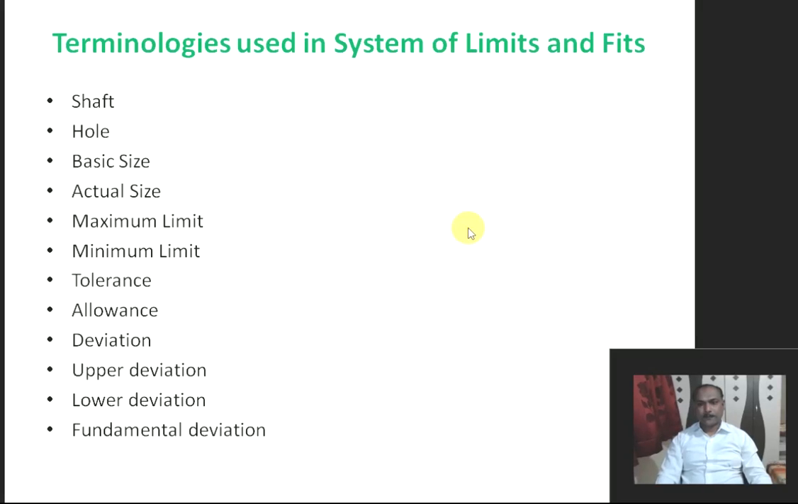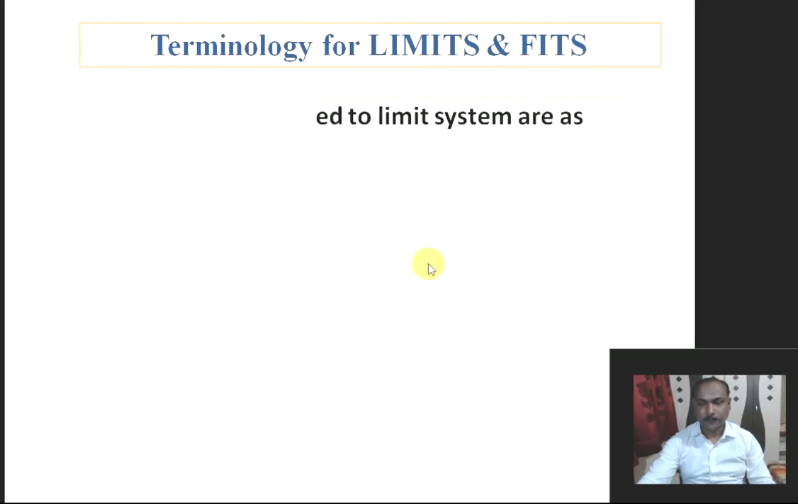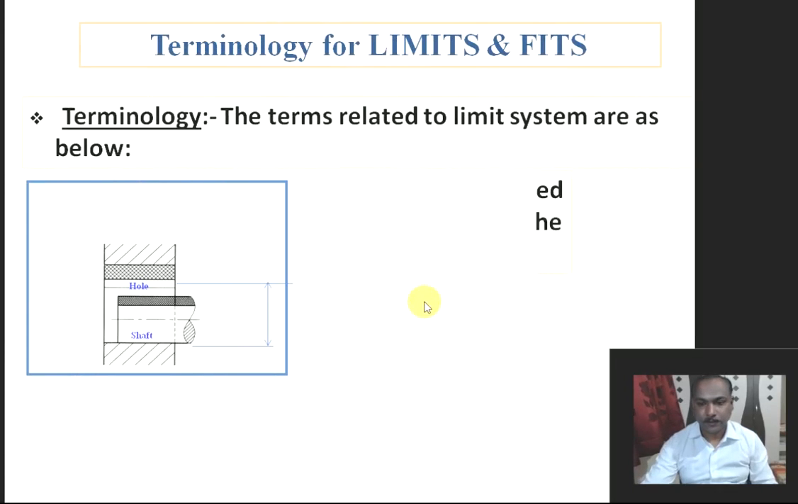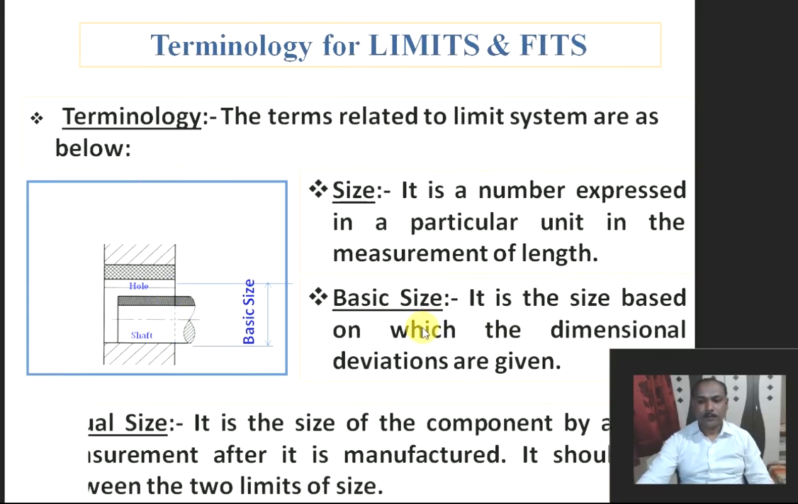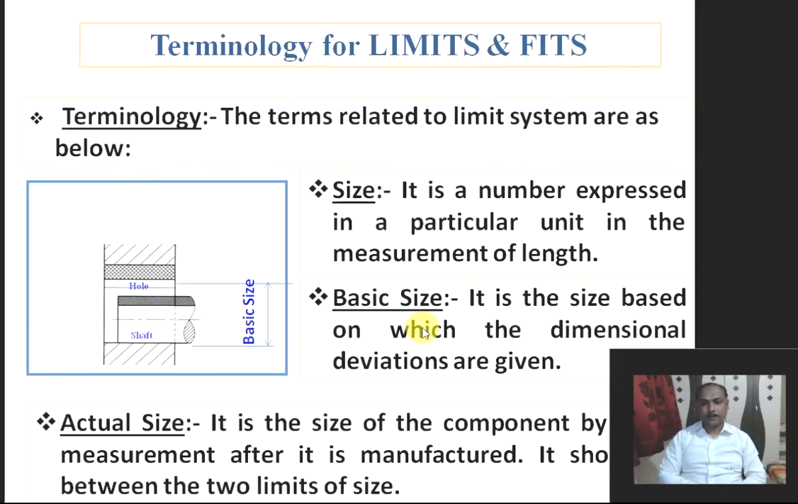Hello friends. So we'll see the terminologies which are used in system of limits and fits. The first term is a shaft. So shaft means what, hole means what, basic size, actual size, all these definitions we'll see one by one. So the first definition is a shaft. Then the hole and all other sizes.